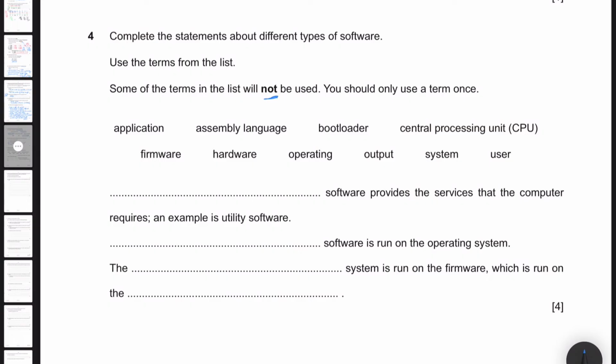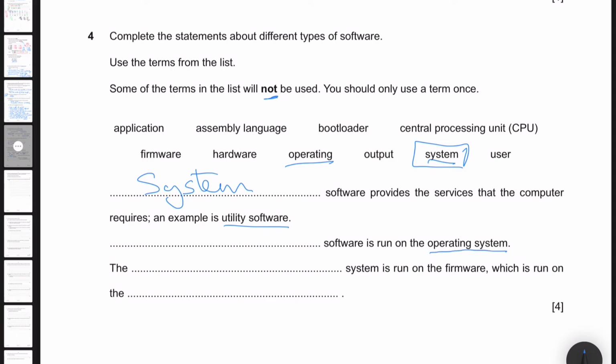So I'm already thinking operating system. So I would go operating system, but it's only going to be one word. So provides the services that the computer requires. So I'm thinking it's got to be system, but we'll check this. I'm going to put in system. System software provides the services that the computer requires. An example is utility software. Something software is run on an operating system. Well, we've got a bit of a clue there.